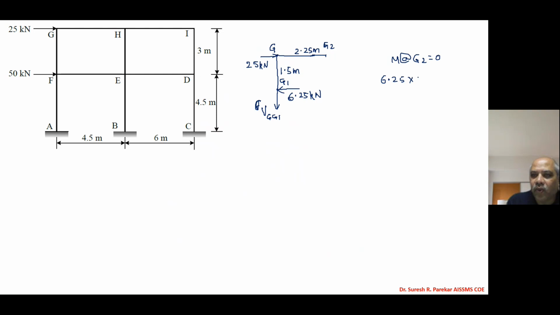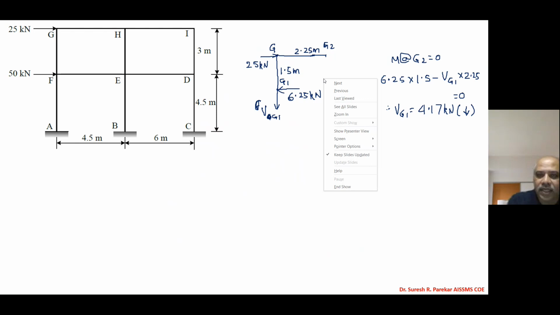We have 6.25 into 1.5 minus VG1. G1 is not required, this joint is G1, so instead I will write VG1, into 2.25 equal to 0. If we calculate this value, we get 4.17 kilonewton. Therefore VG1 equals 4.17 kilonewton. A plus value means the assumed direction is correct, so it is downward.